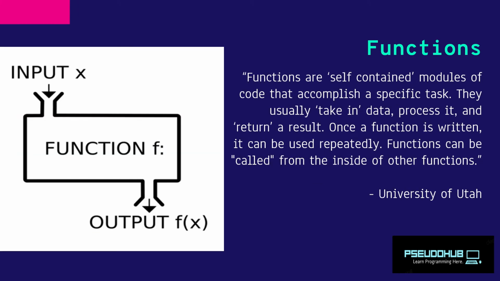Last but not the least are the functions. So functions are similar to procedures. Based on the definition here, functions are self-contained modules of code that accomplish a specific task. They usually take in data, process it, and return a result. So once a function is written, it can be used repeatedly. Functions can be called from inside other functions. So just to let you know, functions again are the same as procedures.